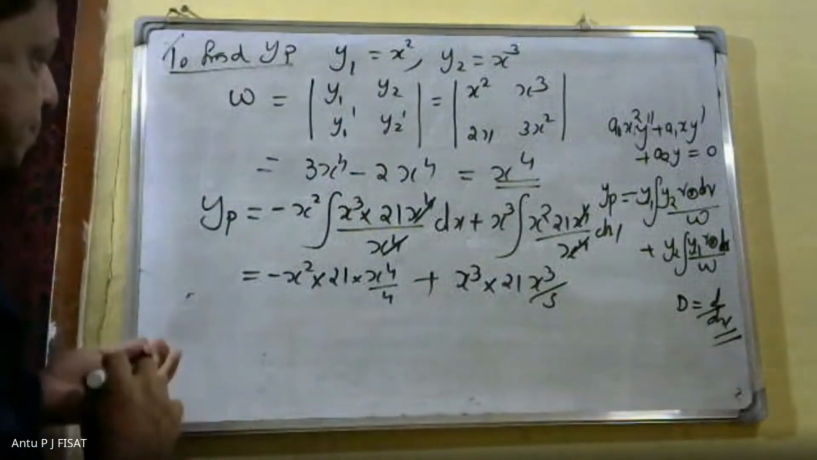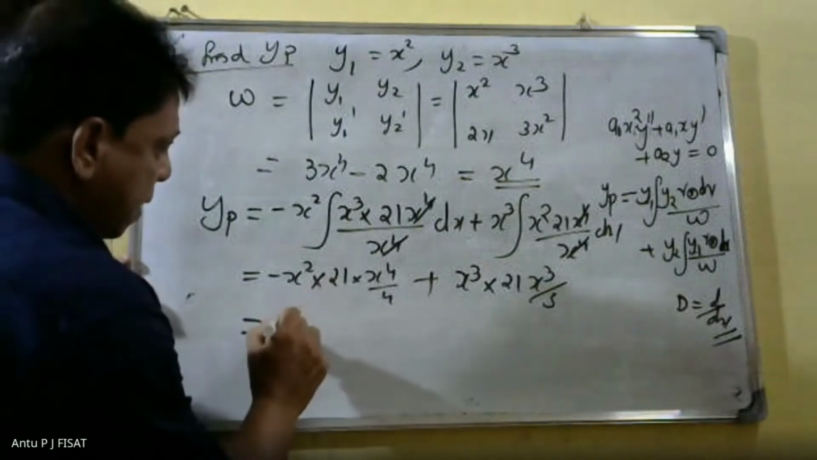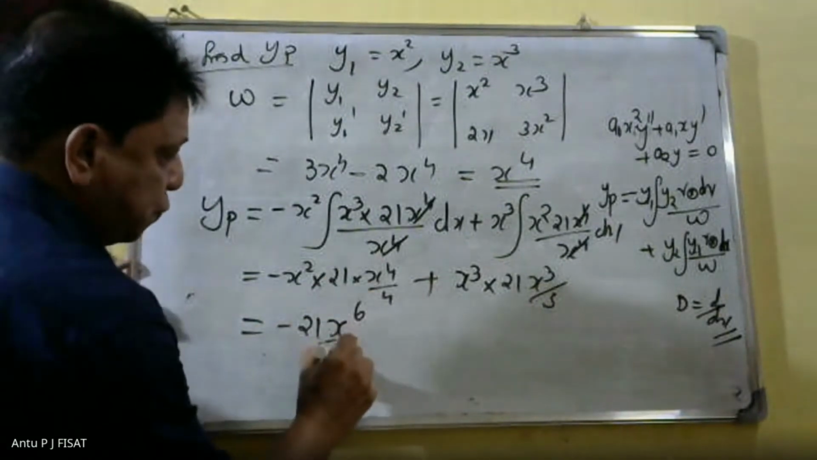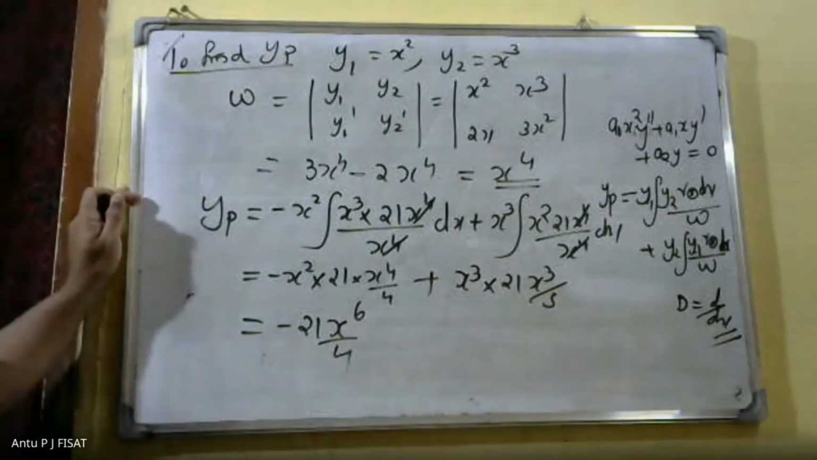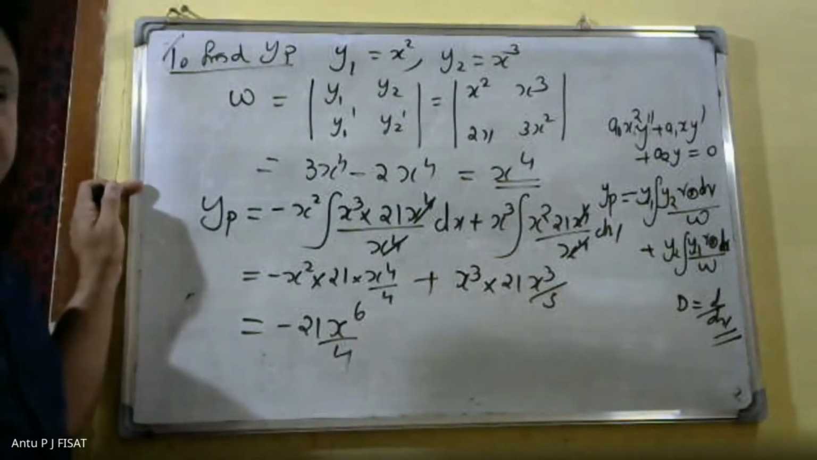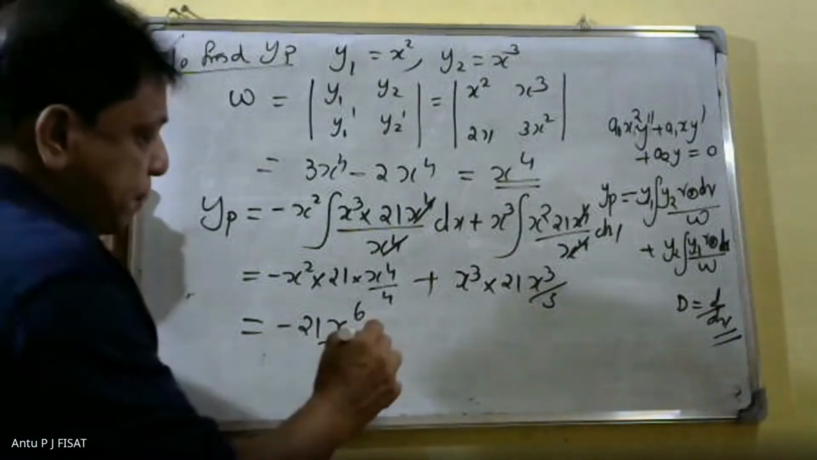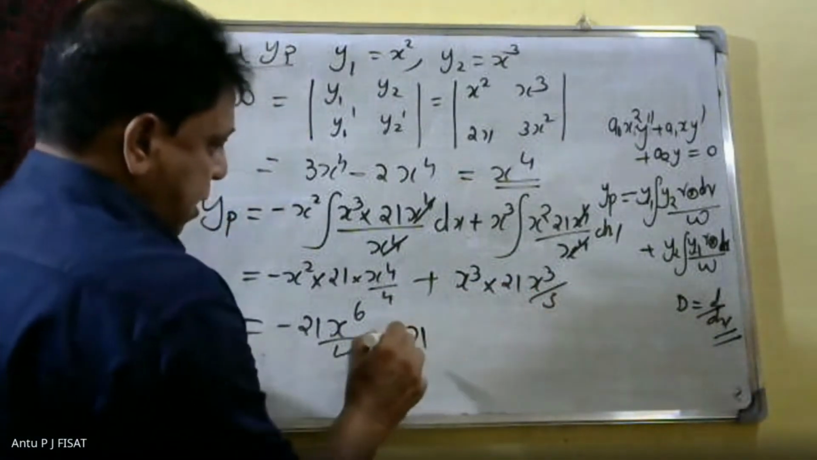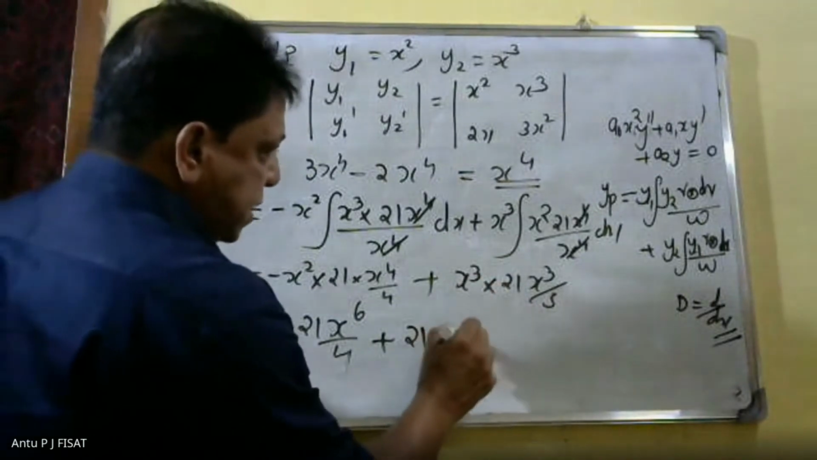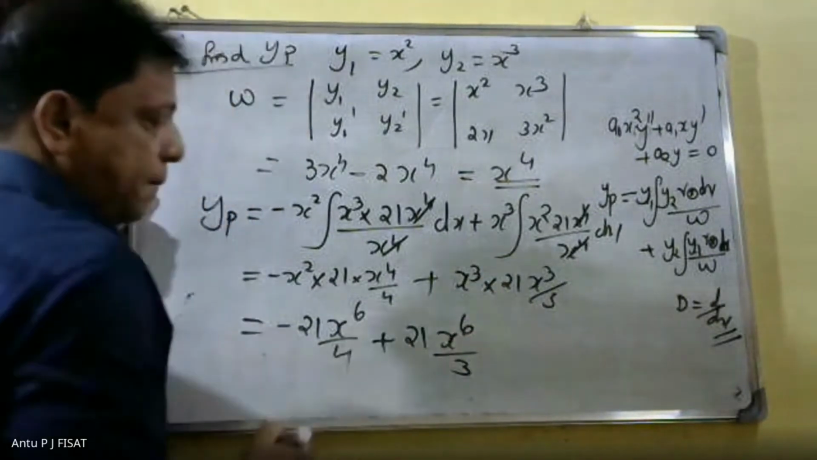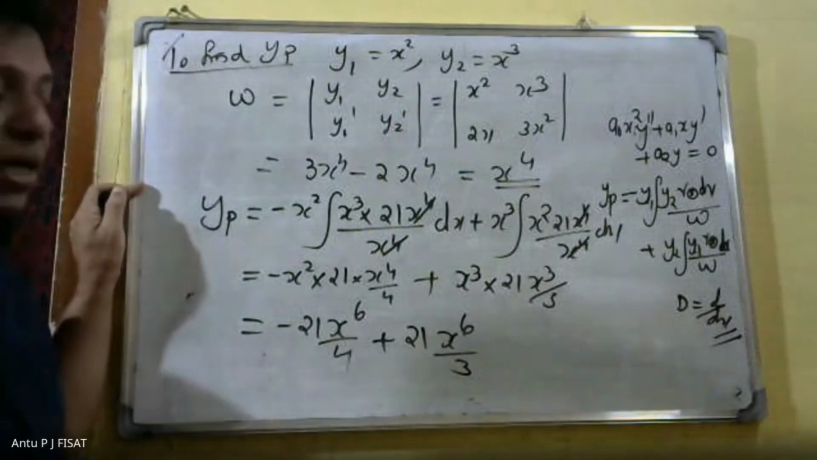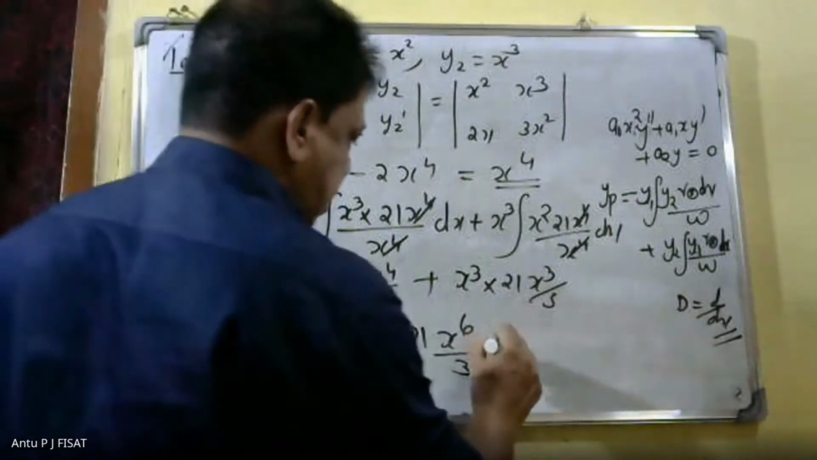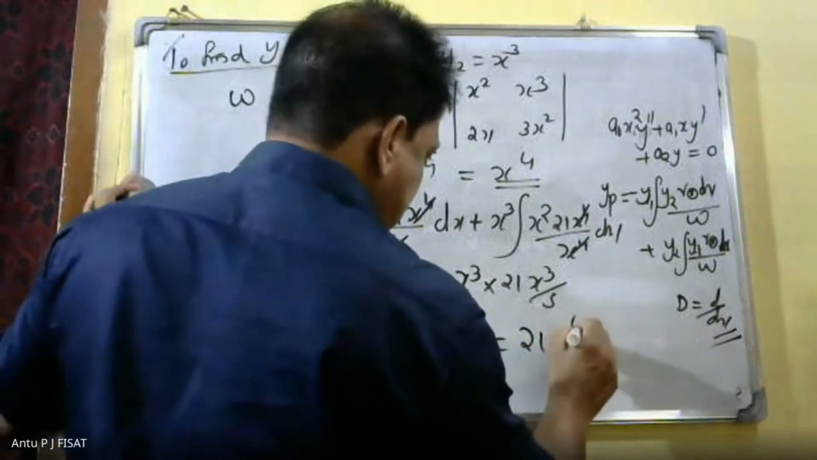Then, again, we can simplify this one. Then we get minus 21 x raised to 6 by 4 plus 21 x raised to 6 by 3. Then we can take 21 x raised to 6 outside.